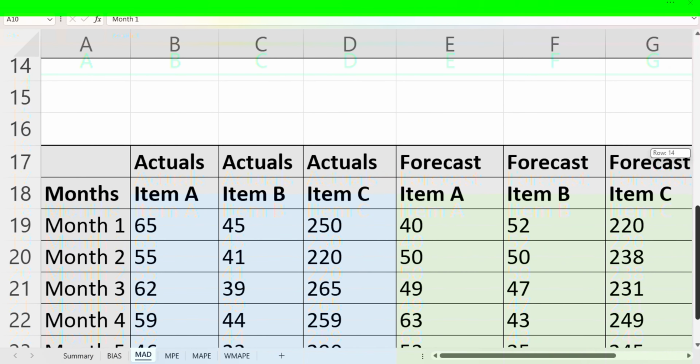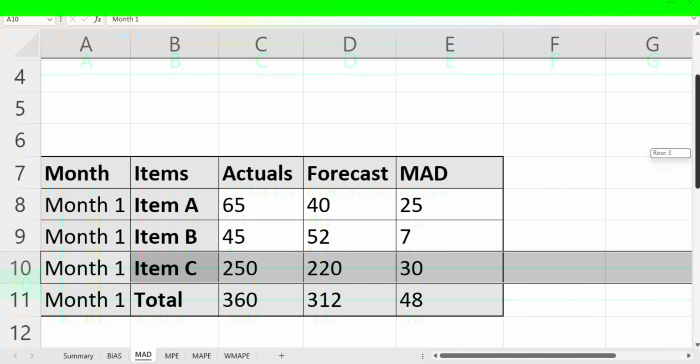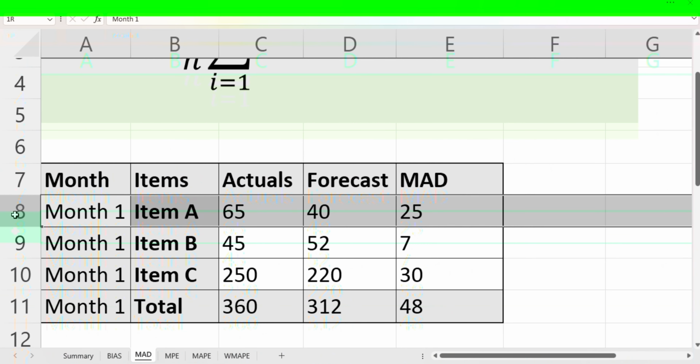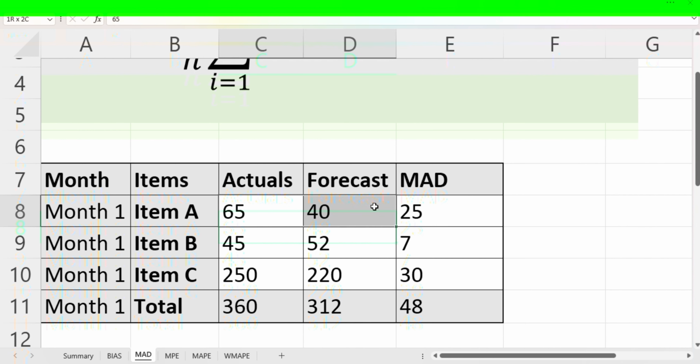So what's the problem with MAD? Let's talk about it. In my opinion, the problem is when you try to compare the forecast accuracy or forecast error for more than one item, then sometimes it's misleading. For example, let's take a look at item A and item C here. Item A has a mean absolute deviation of 25, and item C has a mean absolute deviation of 30. It's not too far off, it's very close. But when you see the actual versus forecast, it's a big difference. In item A, you have 40 pieces forecast versus 65 actual. The difference is probably more than 50%, right?